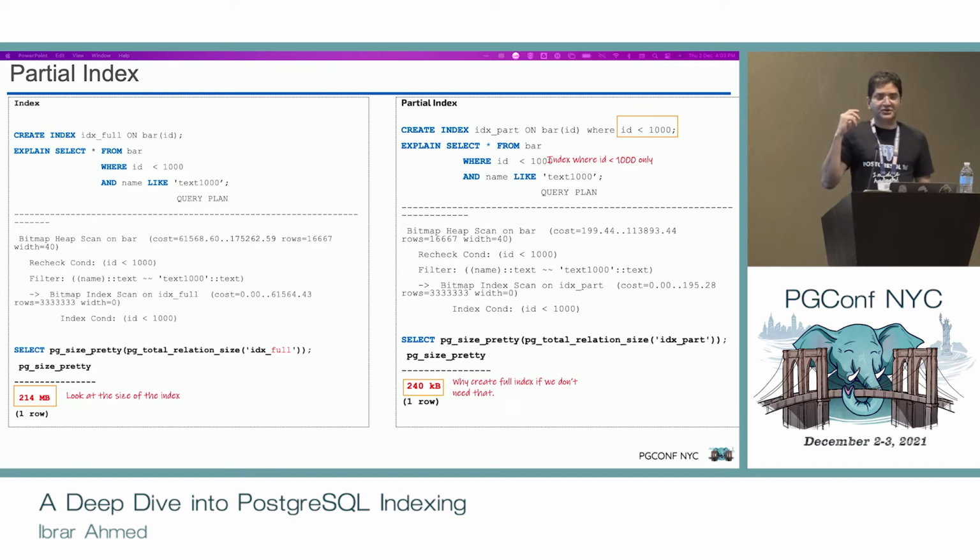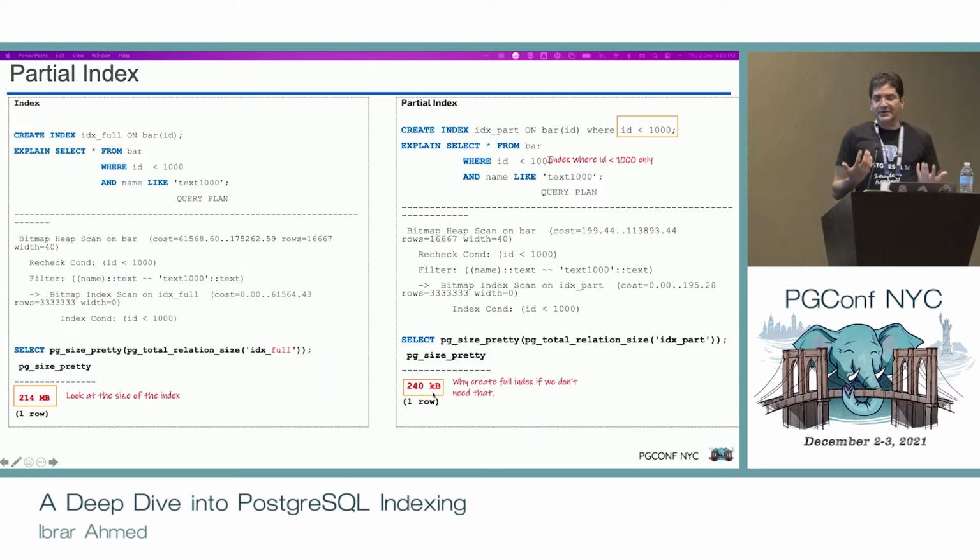So when you specify the where clause, like here, CREATE INDEX idx on bar (id), we are creating an index on the bar table on id with no where clause. It will create an index on the whole table, and you can see the size is 214 MB. And here, I put CREATE INDEX idx_part ON bar (id) WHERE id is less than 1,000. So you can see the total size is 240 KB.